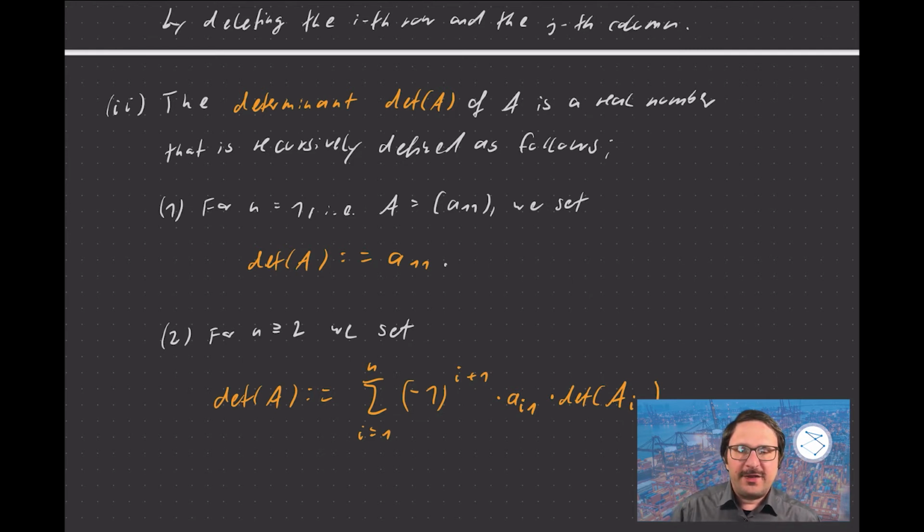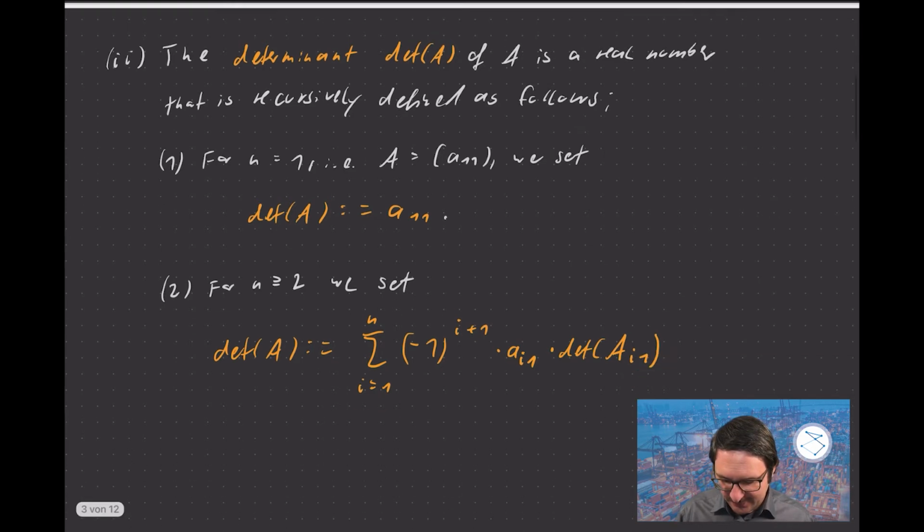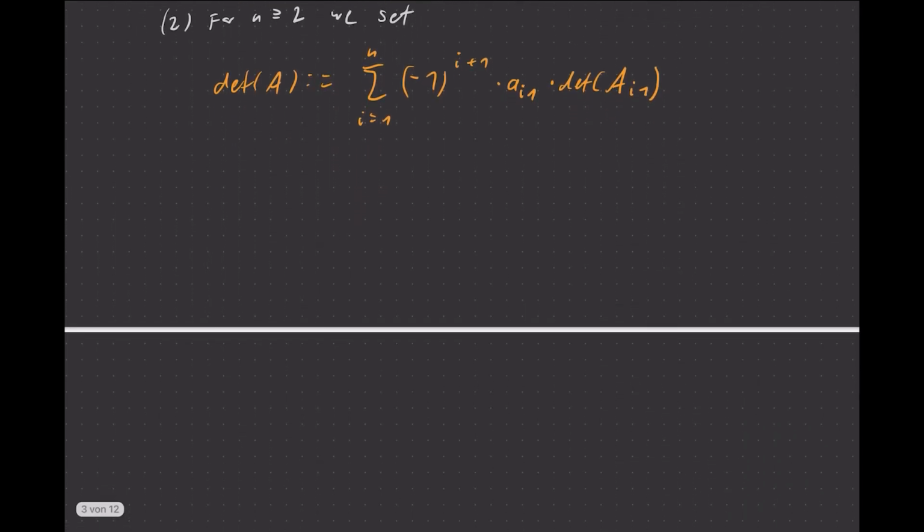We'll talk about methods of computing the determinant later on. This is one possible method. It's not the only one. There are others, and we'll see examples for that as well. But before we do that, let's first see two examples of actually applying this formula here, so that you get an idea of what this is about.